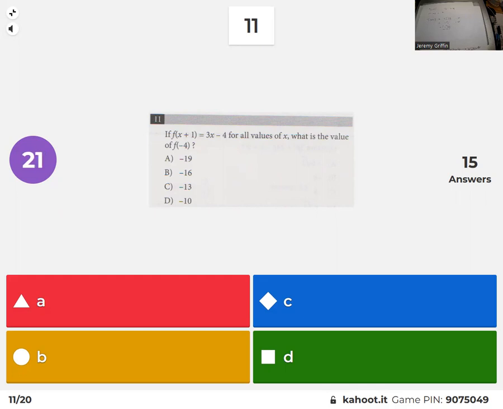It's asking you to find f of negative 4, and f is x plus 4. So negative 5 plus 1 is negative 4.